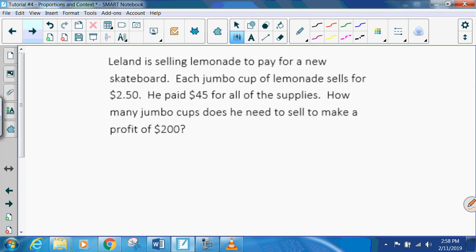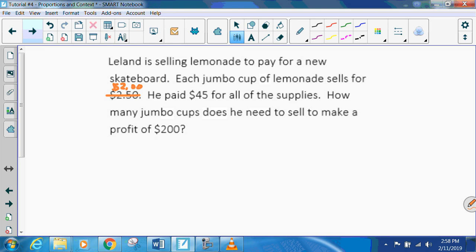Here's another type of context problem. What I'm going to ask you to do right now is cross through, see how it says each jumbo cup of lemonade sells for $2.50? I'm going to ask you to cross through that. Let's just make it an even $2, just so that you can learn something I want you to learn. The $2.50 actually wasn't going to work out here.